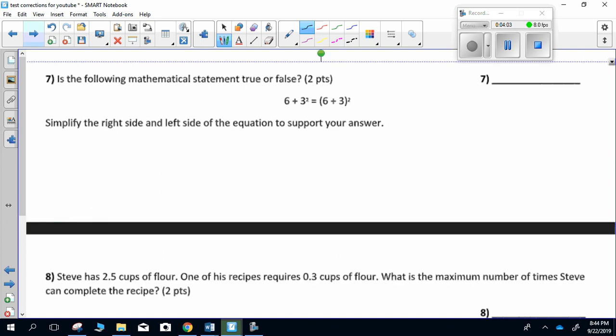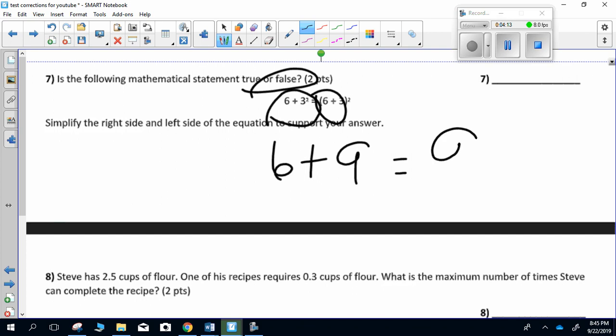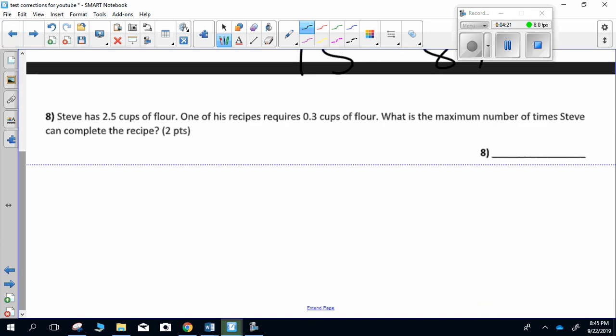Next question. Is this true or false? It is false, because this side of the equation is 6 plus 9 equals this side of the equation, which is 9 squared. 9 squared, of course, is 81. 6 and 9 are 15. Oops, missed one. This one down at the bottom.